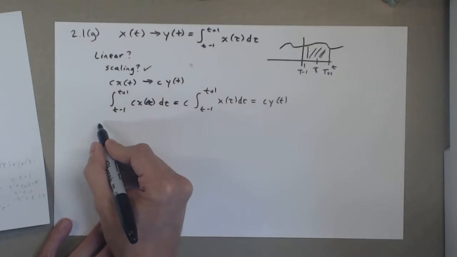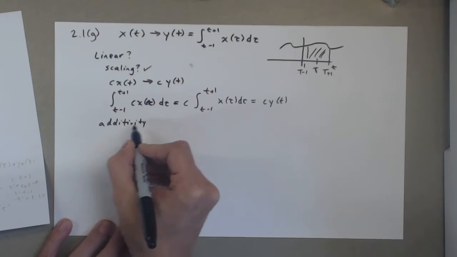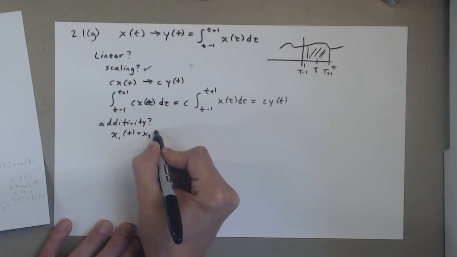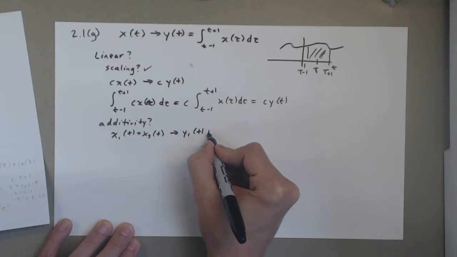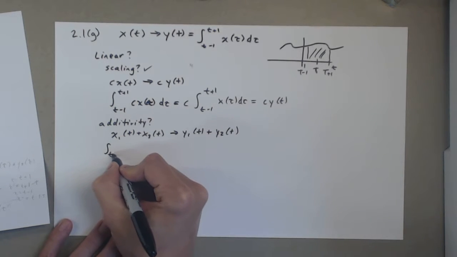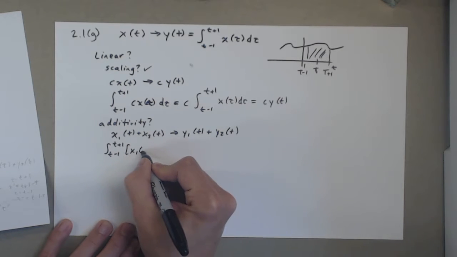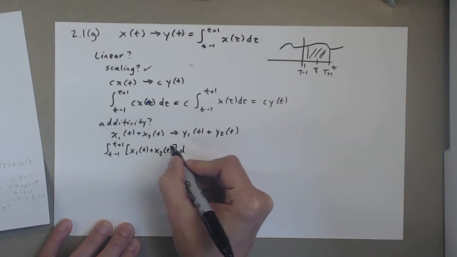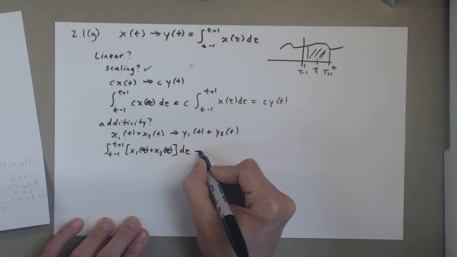So check. We have to look at additivity. And in that case, we'll put two inputs in at the same time. And the output should just be the output from x1 of t plus the output of x2 of t. So very similar now. We'll take our system and we'll pop in our new signal, which is really the sum of two other signals. These are taus. I keep forgetting to put my little dummy variable in there.